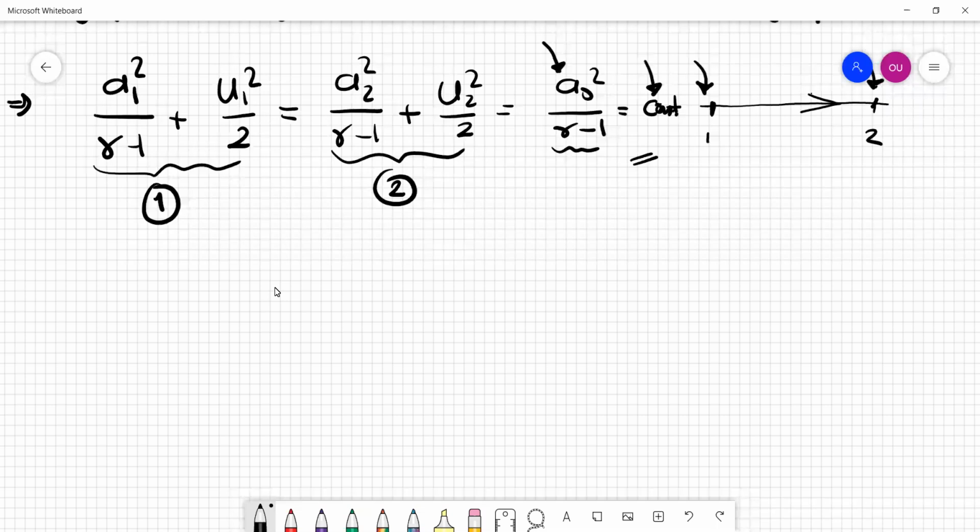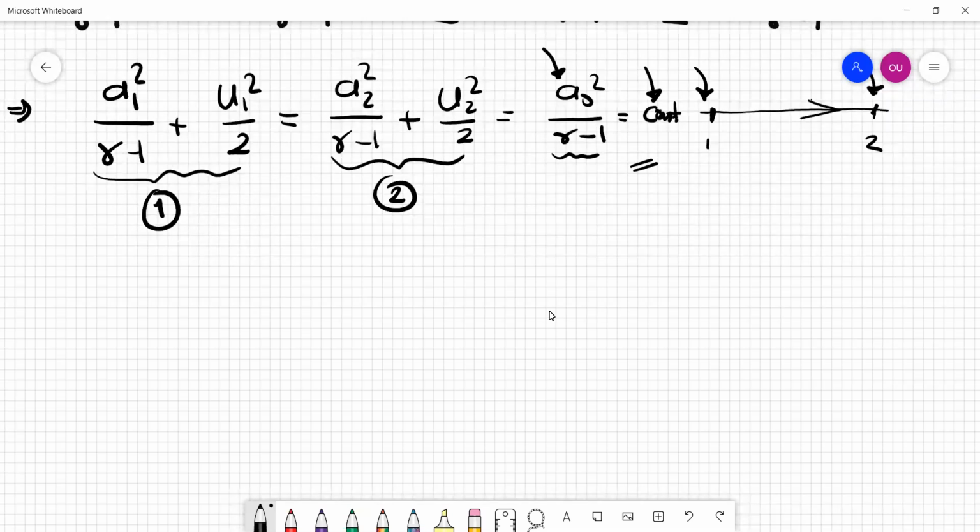Now we will do a special case. That special case will be that we have the streamline and the fluid particles going from 1 to 2. We will investigate a special case where point 2 actually corresponds to a point such that at that point, the velocity will be equal to the speed of sound. And let's investigate that point.